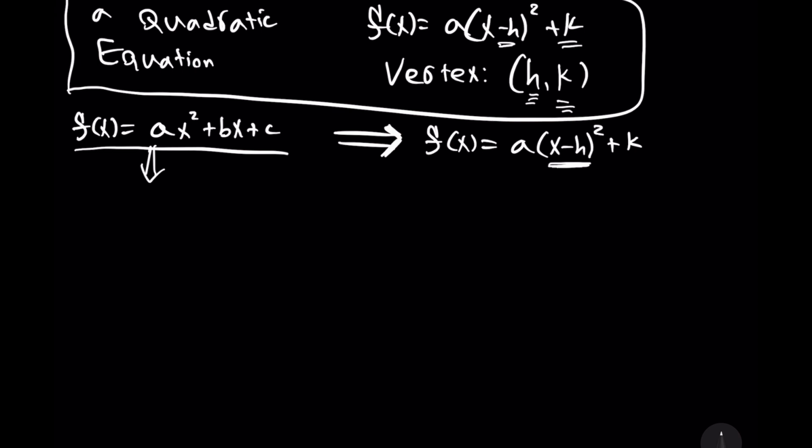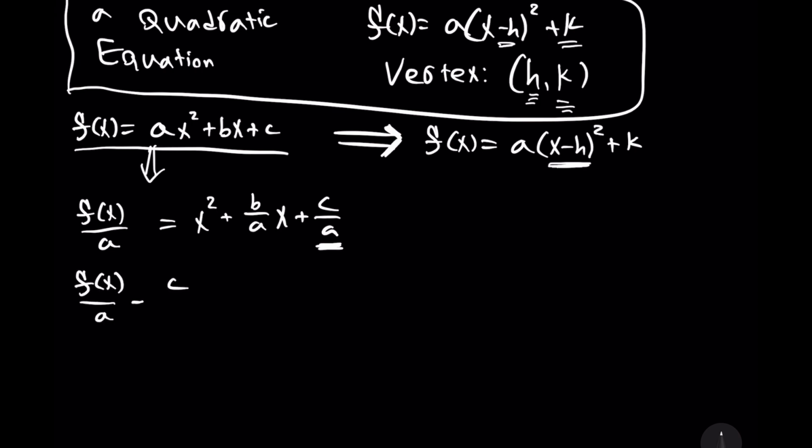So the first thing we're going to do is divide the entire equation by the leading coefficient. So we get f of x over a is equal to x squared plus b over a x plus c over a. And I'm going to take this expression, c over a, and so to speak, have it on the left-hand side of the equation. So we'll subtract c over a from both sides of the equation, so it balances. The equality still holds. And we get f of x over a minus c over a is equal to x squared plus b over a x.